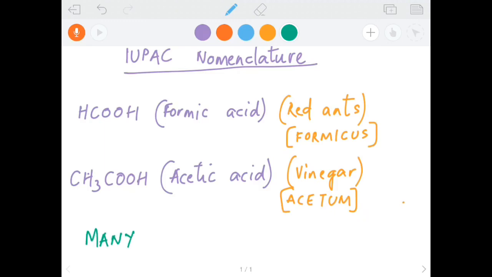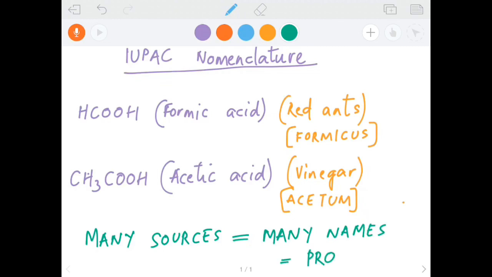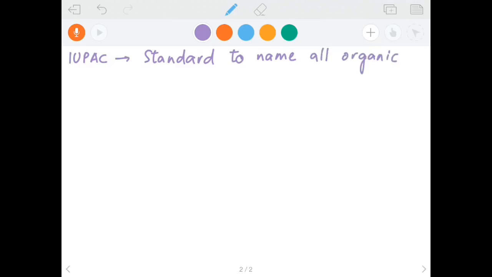Now there was a problem. As many more compounds were being discovered, it was important for us to understand their source. And once we had to understand their source, they came with several names. It was really difficult to remember all the names, and that became a huge problem, which is why IUPAC said that there has to be a standard to name all these organic compounds, and that is how the IUPAC nomenclature came into existence. As I said, IUPAC is a standard used to name any organic compound without using any reference to its source at all.